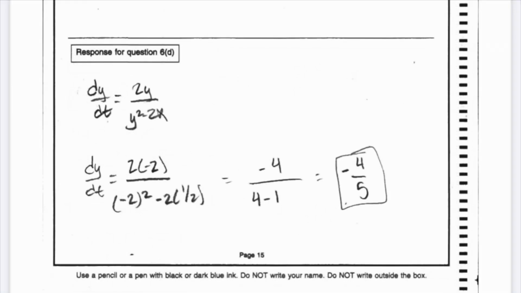A common mistake for this problem is using implicit differentiation with respect to x instead of with respect to t. This would mean using the dy/dx that you found in part A instead of taking the d/dt of the original equation. This student did this and plugged in 1/2, -2 and got an incorrect answer.